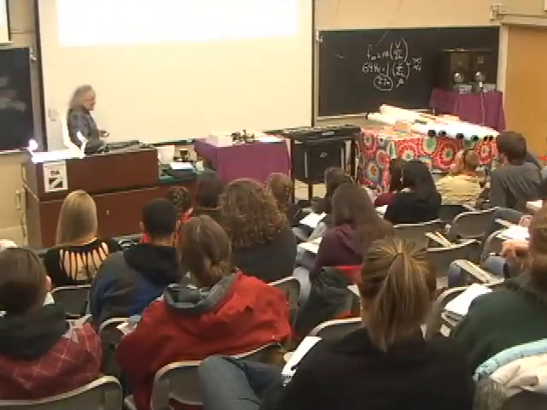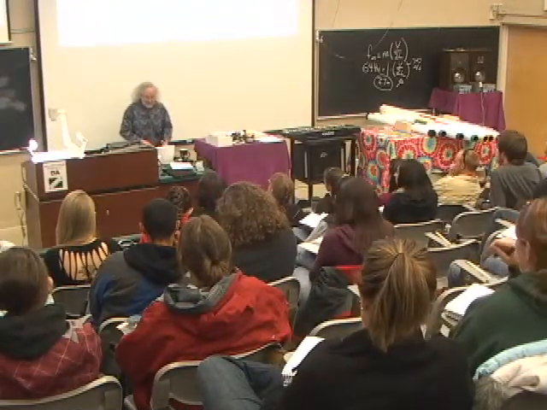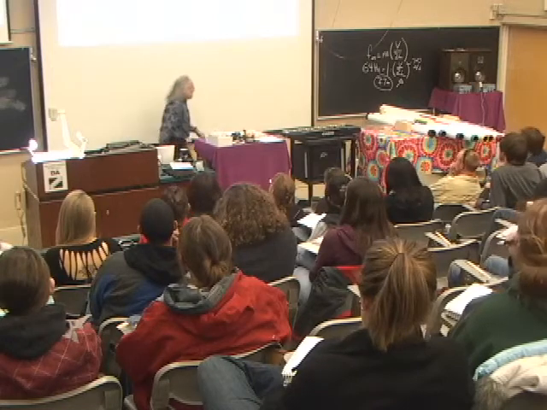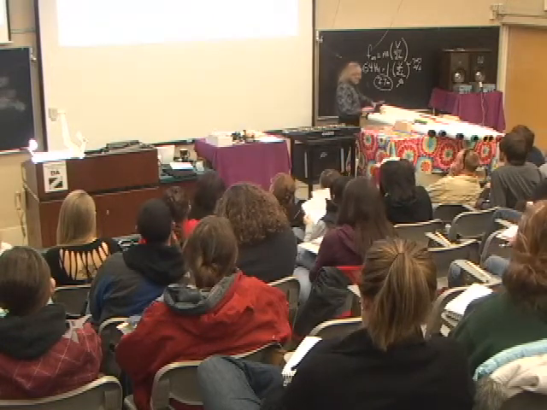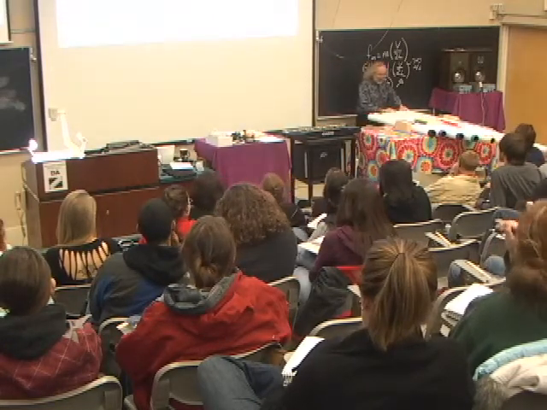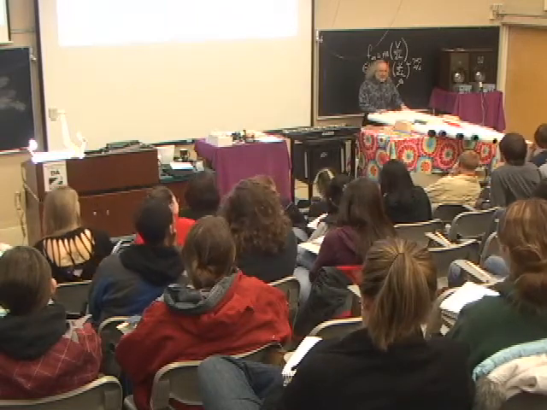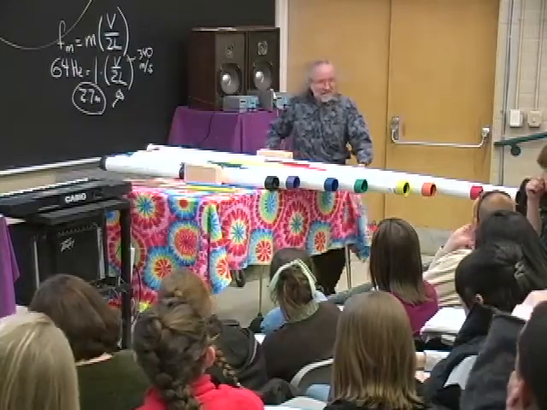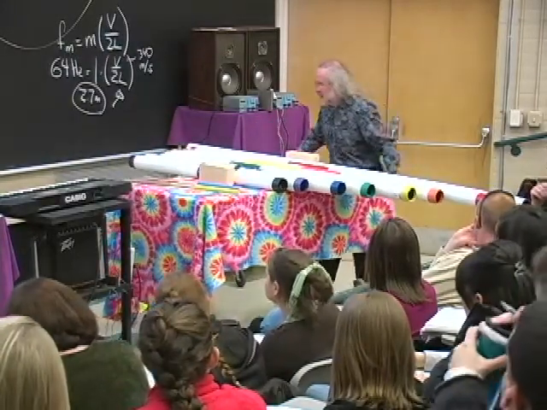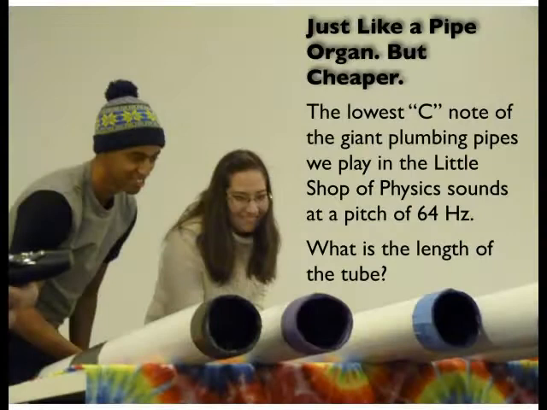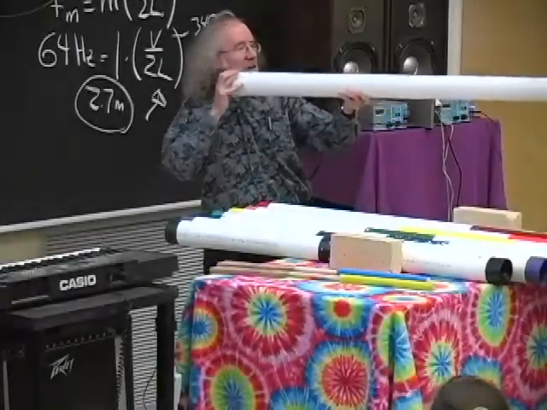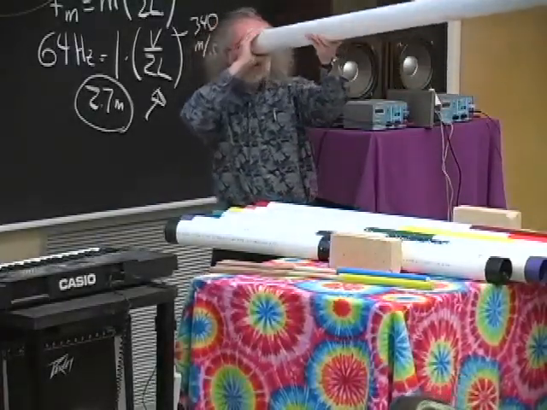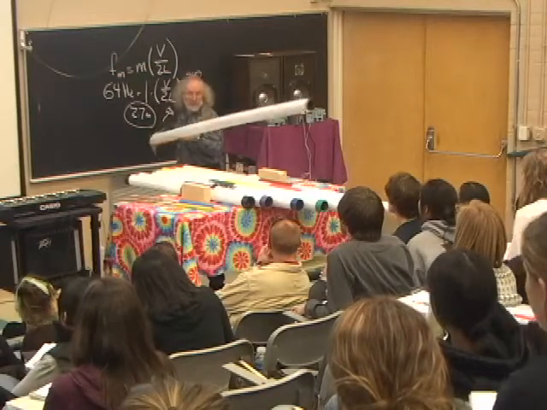So for instance, let's look at this one. We have these big plumbing pipes that we use in the Little Shop of Physics to make music. We just took sections of PVC pipe and painted them special colors, and that's it. And we can play music on these. So with this lowest one, we want to calculate the length of the tube. The thing we need to know is, what are the boundary conditions? Looks like it's open at both ends to me.